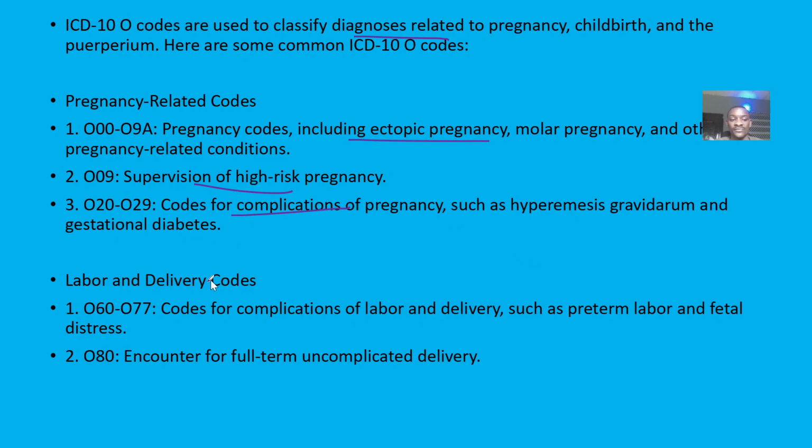So labor and delivery codes, they are from what? O60 to about O77. Codes within this range are for complication of labor and complication of delivery, like preterm labor and fetal distress. The O80 is a code for full-term uncomplicated delivery.